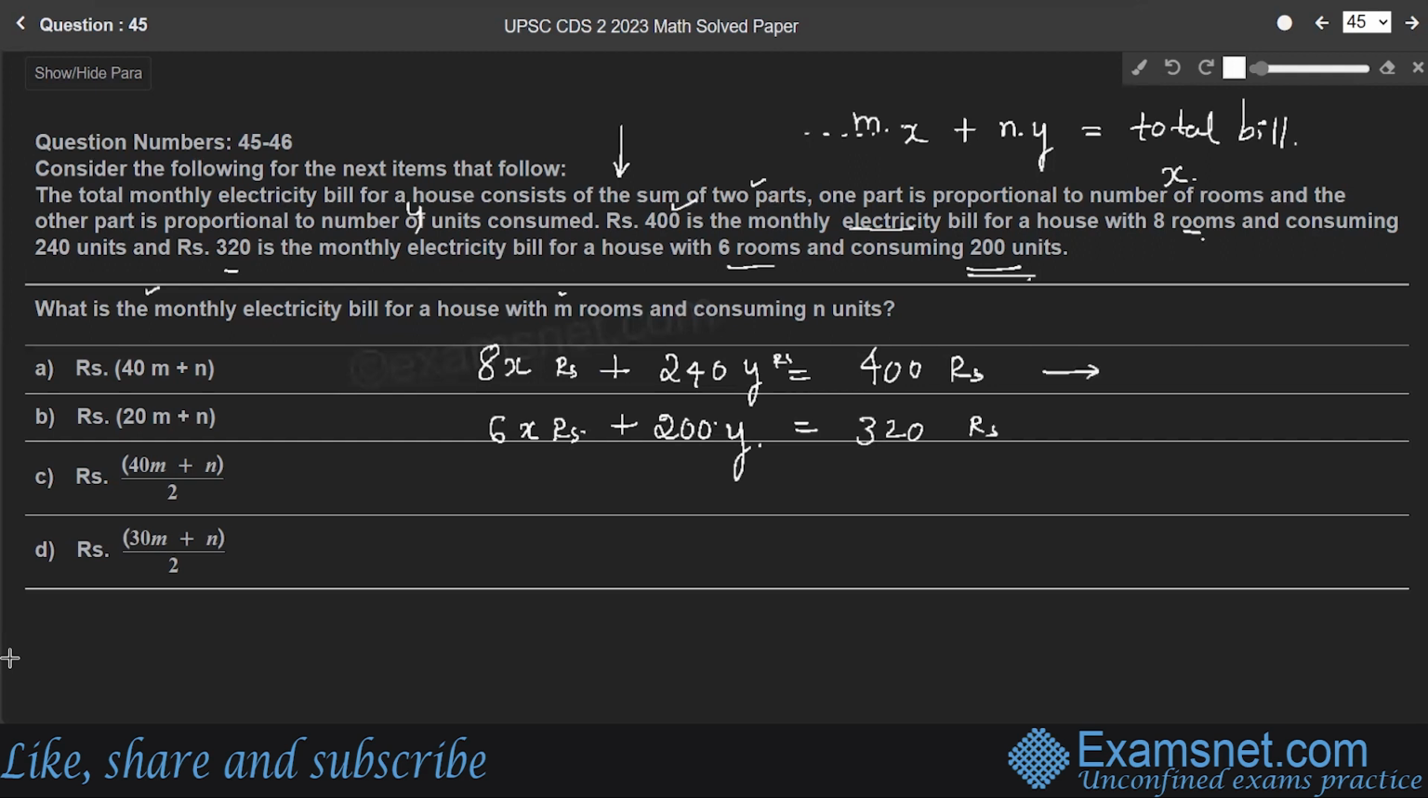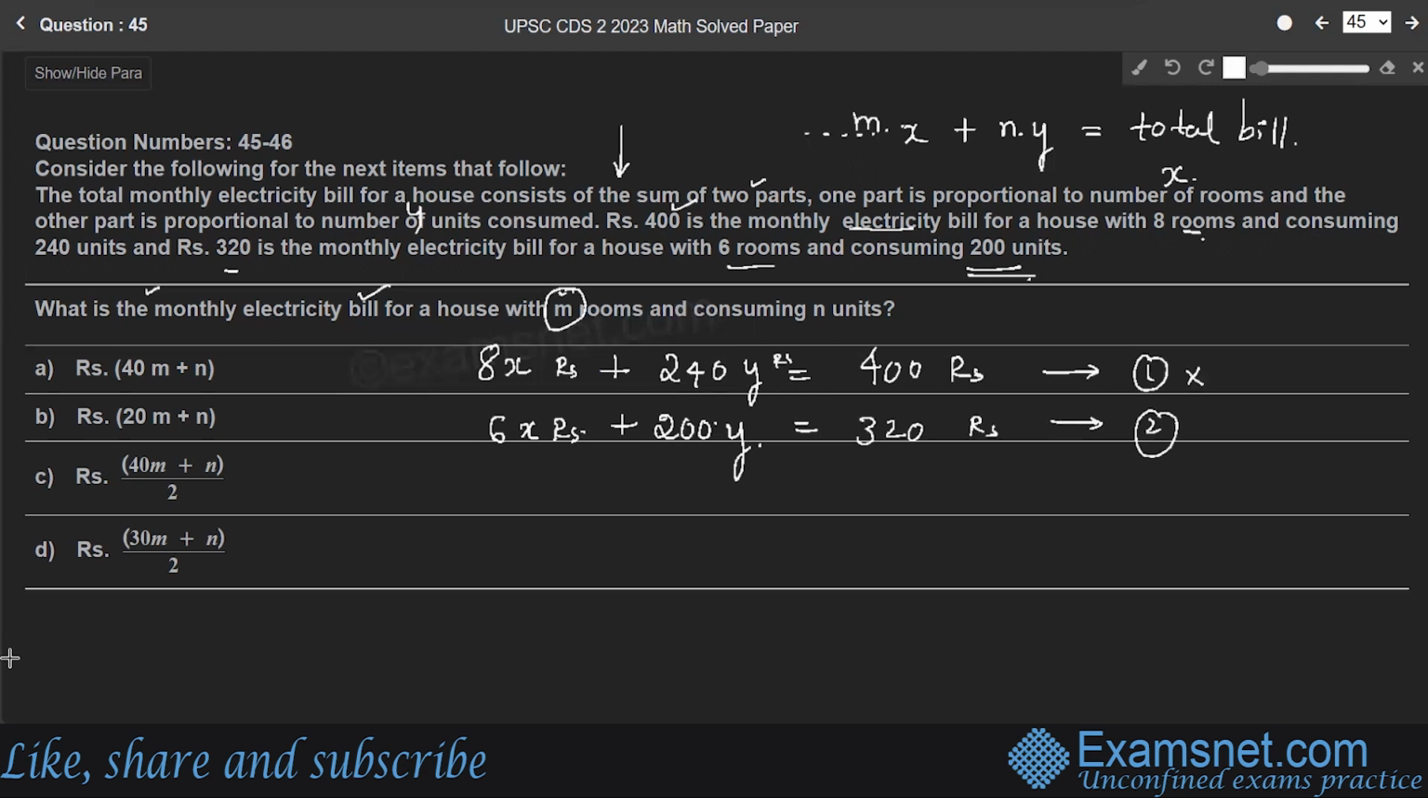So here we have got two equations, right? Simultaneous linear equations. To find the value of x and y, we'll go for solving the two equations. Finally, we are going to find the monthly electricity bill for a house with m rooms, right? So let us find the values of x and y.